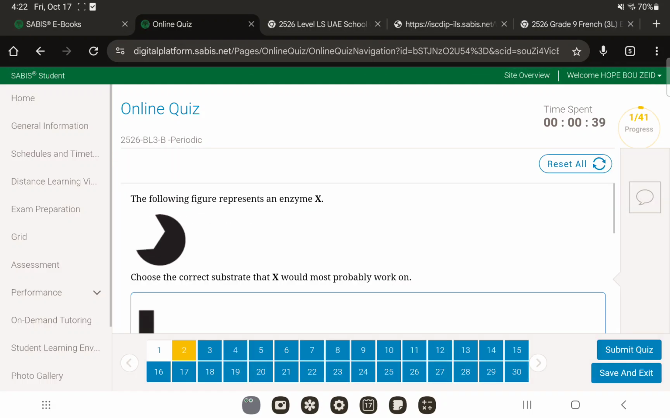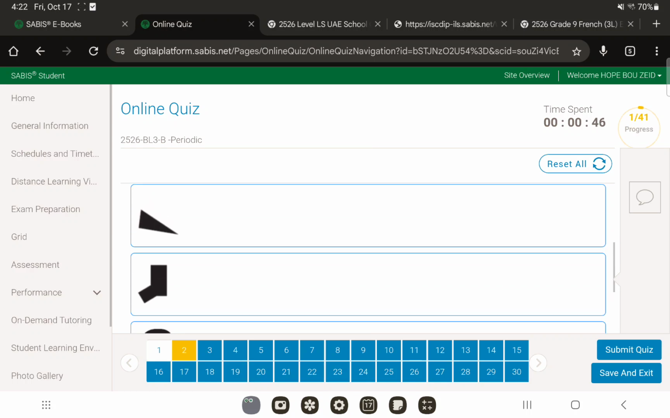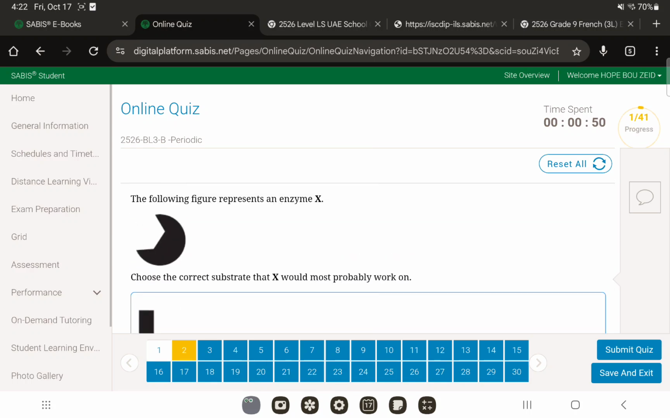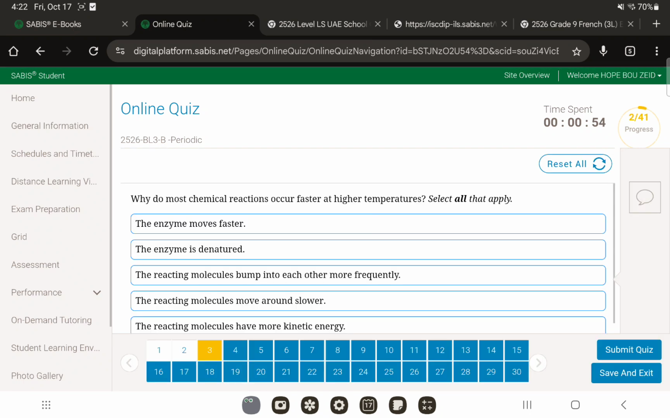We'll choose the correct substrate that X would most probably work on. They would have to fit pretty much perfectly, and the only one that would actually fit perfectly in the whole of the enzyme would be this one. So that's it. Why do most chemical reactions occur faster at higher temperatures?